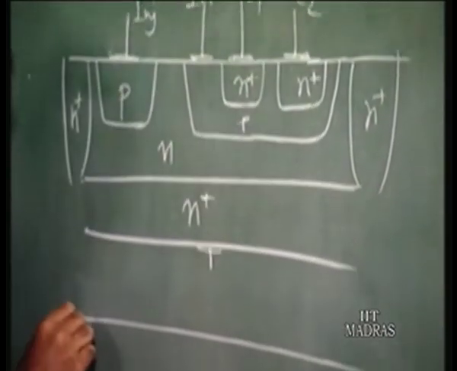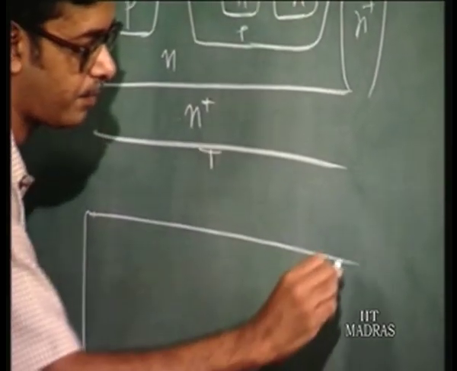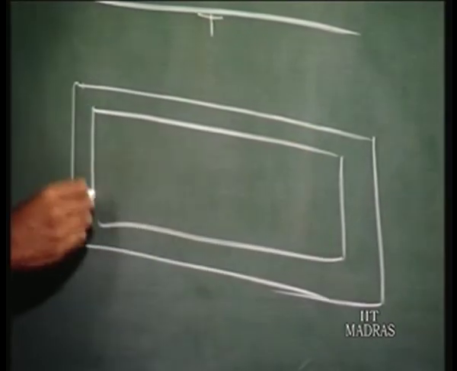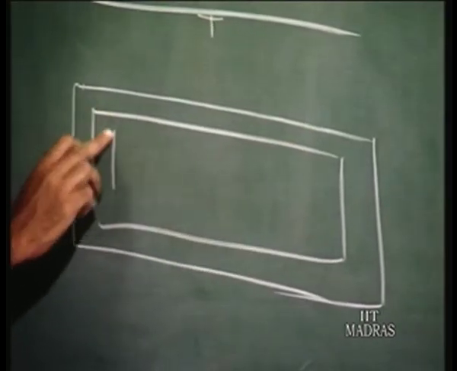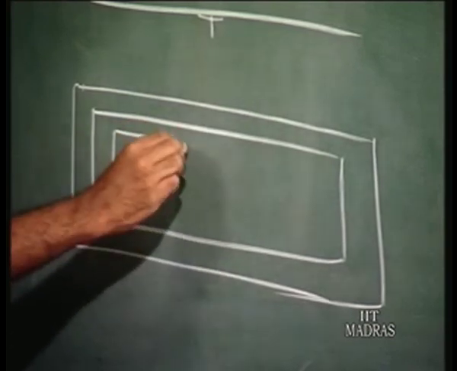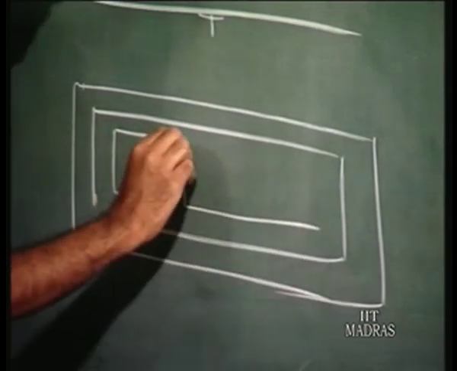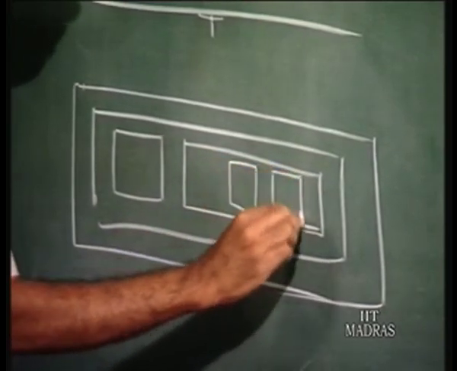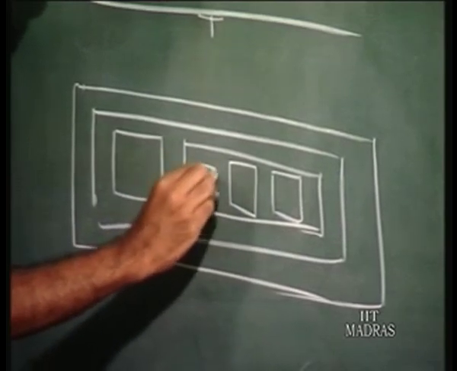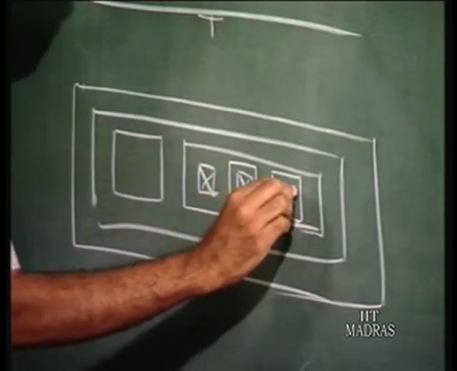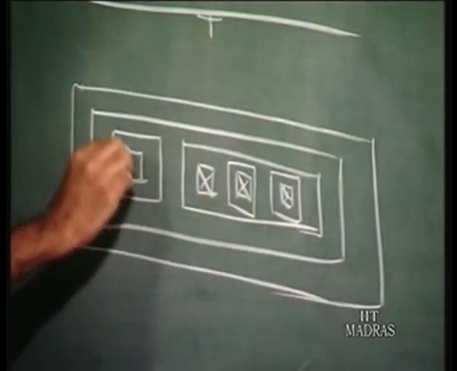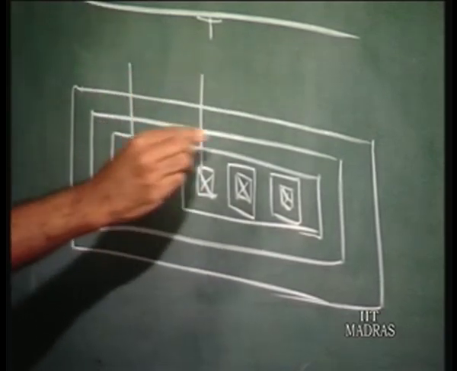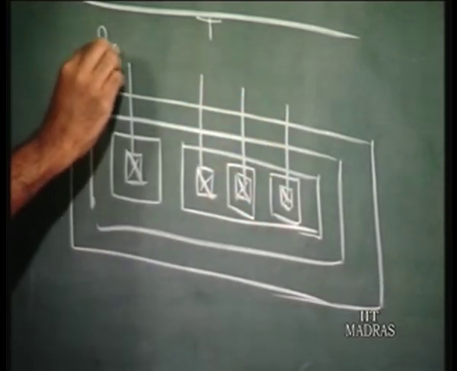Again, just to draw the top view, you have the injector, then you have the base, and you have the collectors, and these are the contacts. So, this is the injector contact, this is the input contact, these are the collector contacts.